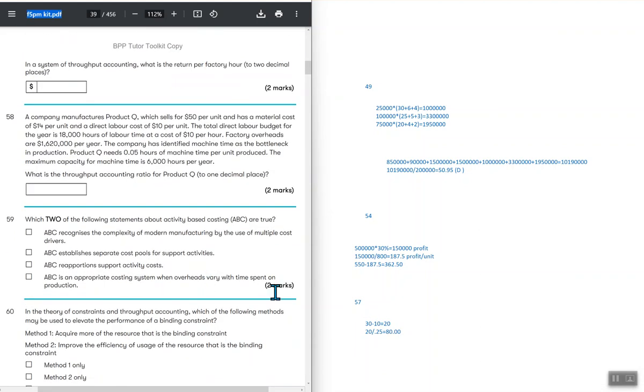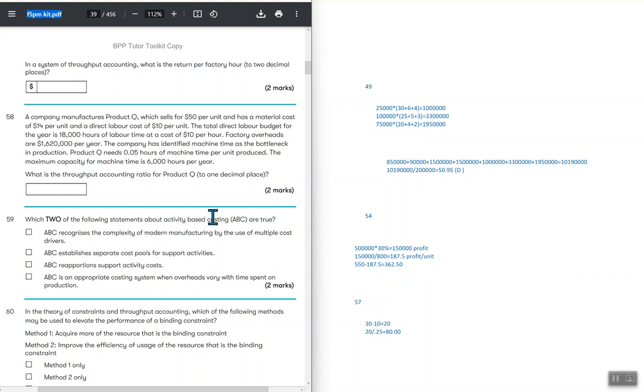What is the throughput accounting ratio for product Q to 1 decimal place? A company manufactures product Q, which sells for 50 per unit and has a material cost of 14 and direct labor cost of 10. The total direct labor budget for the year is 18,000 hours of labor time at a cost of 10 per hour. Factory overheads are 1.6 million per year. The company has identified machine time as the bottleneck in production. Product Q needs 0.05 hours of machine time per unit. The maximum capacity for machine time is 6,000 hours per year.